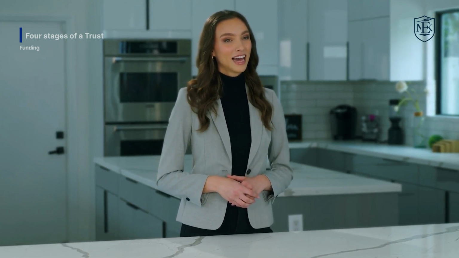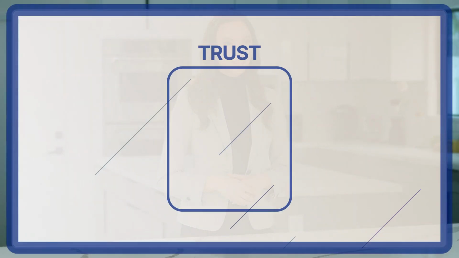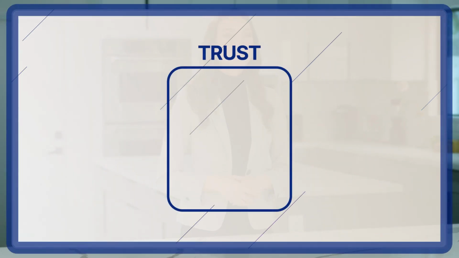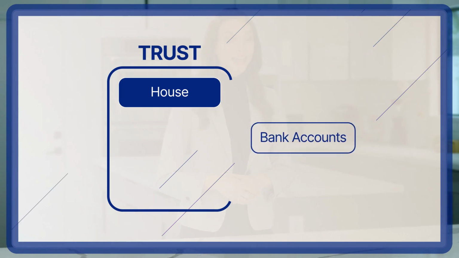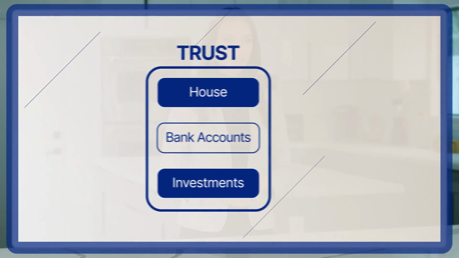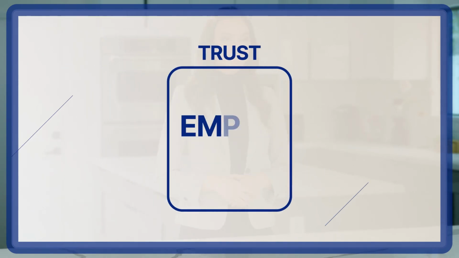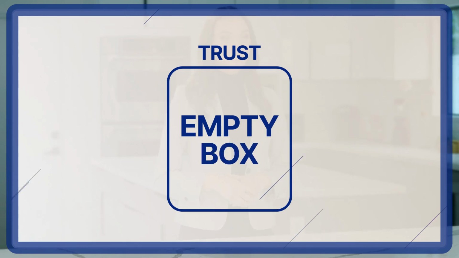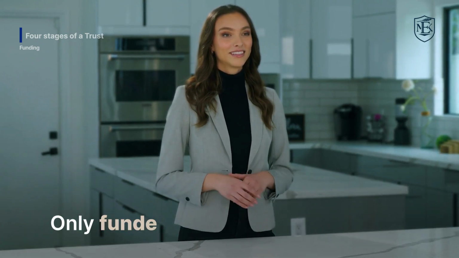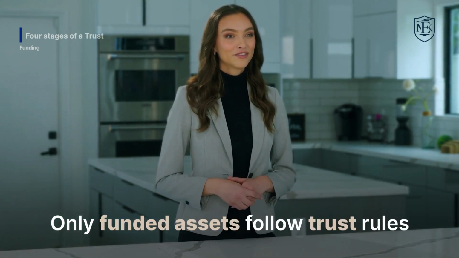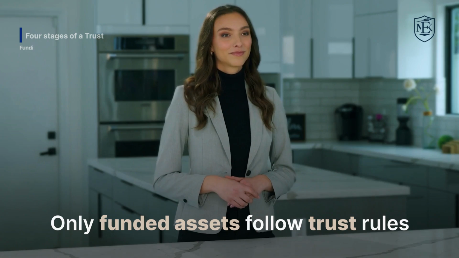Funding is when assets are actually transferred into the trust. You have the blueprint, but now you must actually move your house, your bank accounts, and your investments into the name of the trust. A trust that hasn't been funded is known as an empty box, and an empty box cannot protect your family from the delays and costs of probate. However, once an asset is properly moved into the trust, it becomes trust property and starts following the trust's rules.